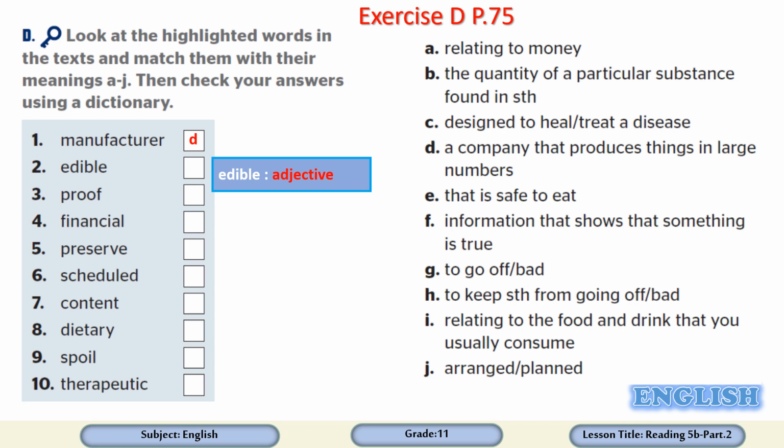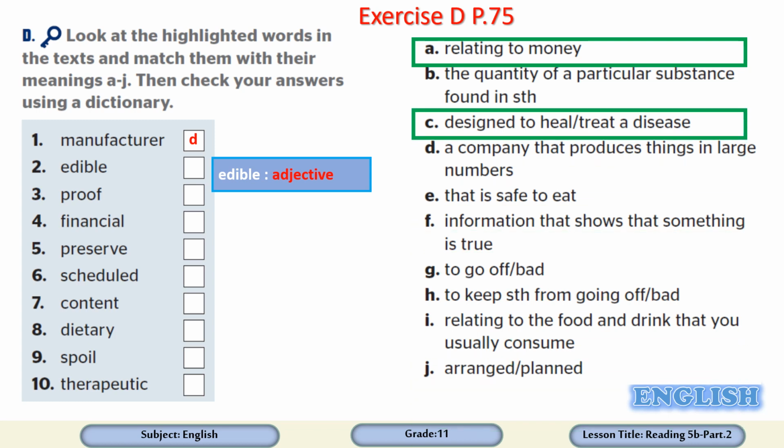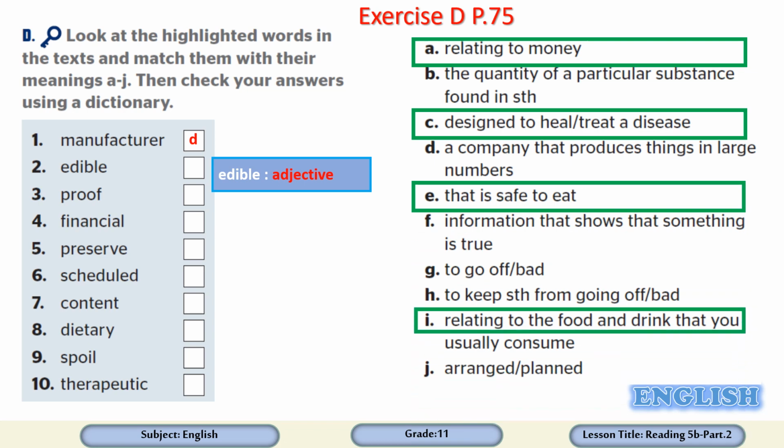Let's look at the definitions on the right and decide which definitions refer to an adjective. By the way, there are 5 of them. So number 1, very good, A. Second one, excellent, it's C. The third, very good, it's E. The fourth, I. And the fifth will be, of course, J.